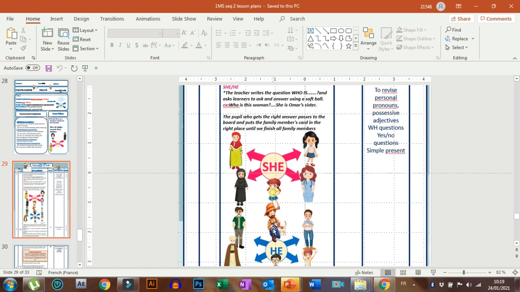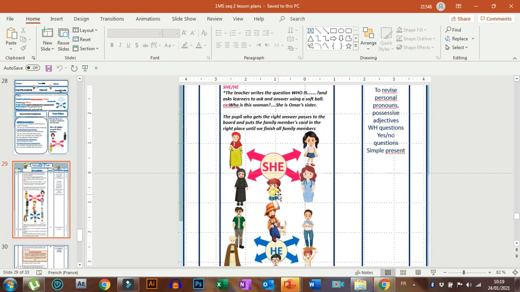As I said before, you can use a softball game. You throw the ball to learners. Learners start asking questions. For example, who is this? They know about this question. Who is this? This is my grandmother. Yes. Then you ask the name. What is her name? One of the learners may say, she is Aziza. Then he passes to the board and places the card in the right place. It's she is Aziza.